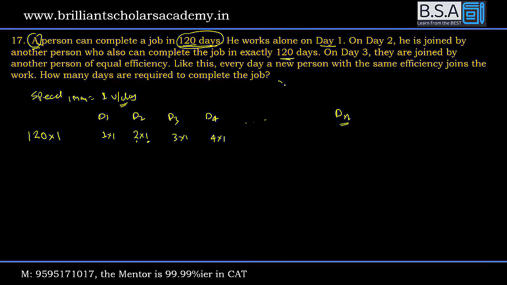The answer could be in the form of a decimal, or in the form of an integer, depending upon how the question has been written or interpreted. How many days are required to finish the job? Let me try both. The number of days is n. N workers are there with speed 1. So I want 120 work to be done by 1 plus 2 plus 3 plus 4. These are called natural numbers. Addition of natural numbers is n into n plus 1 by 2.